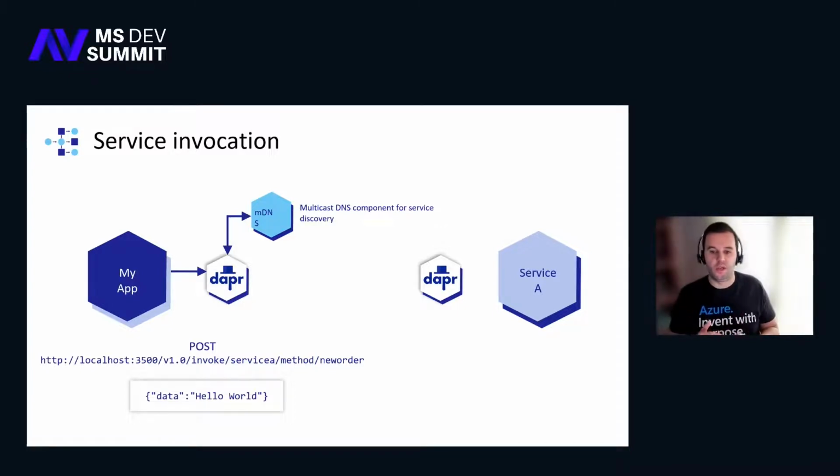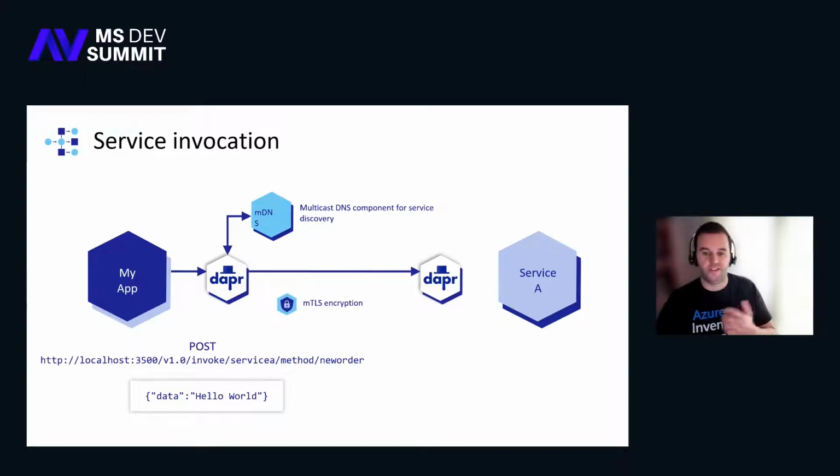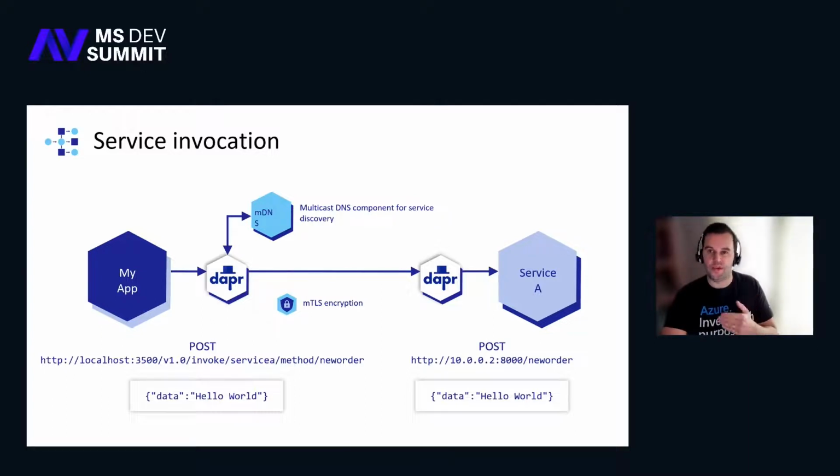The API will use the multicast DNS component for service discovery, so it can get the address of service A. Then, of course, a mutual TLS authentication is performed to ensure a secured connection between the APIs of the Dapr instances, running as sidecars, of course, and associated to the app and the service. After the successfully established authentication, the request is forwarded to service A's API. Then the API forwards the request to the service so it can process the new order. And of course, once the request is processed, the response is returned all the way back until it reaches our app.